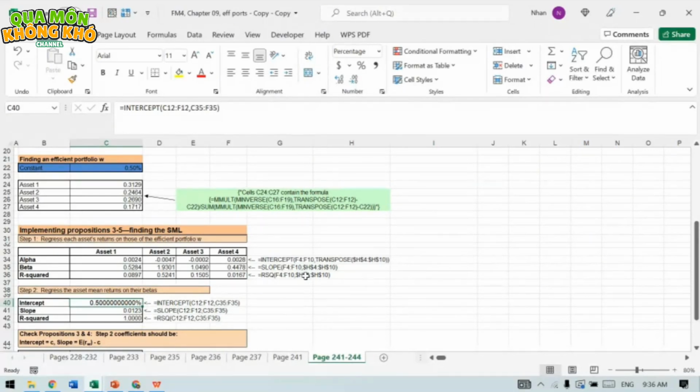If you don't have any questions, we will move to another interesting part about the efficient portfolio with and without short sell, to be presented by Bảo Châu.